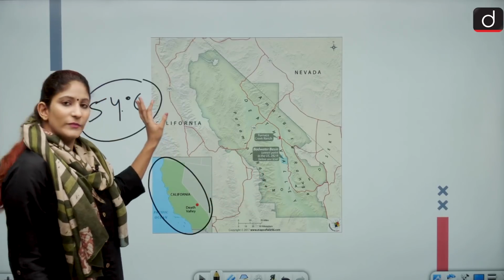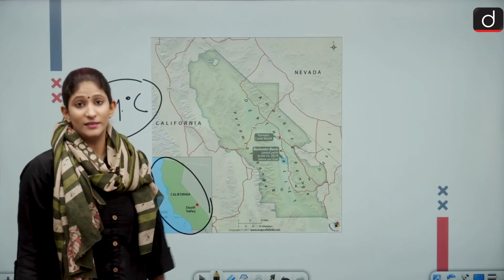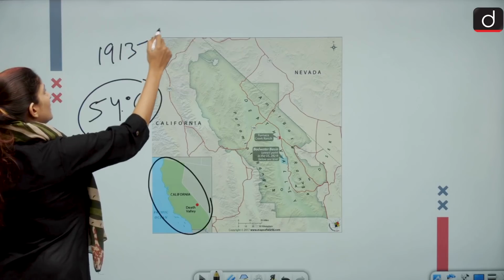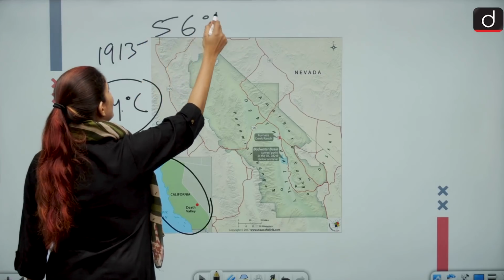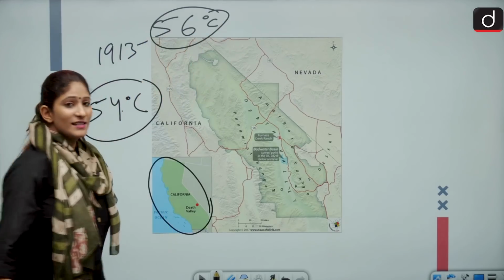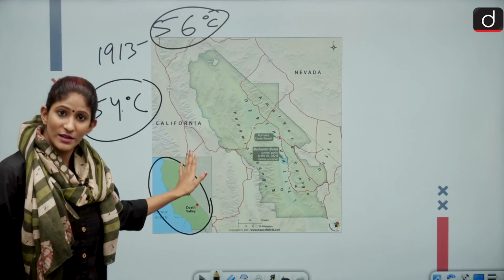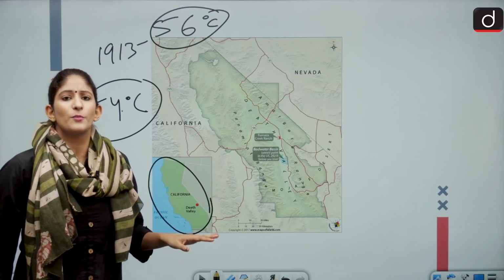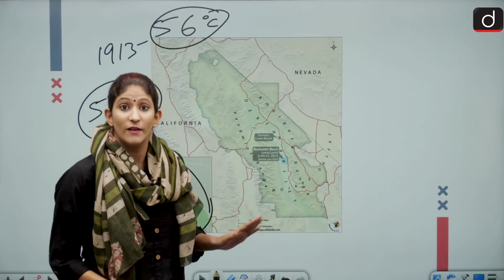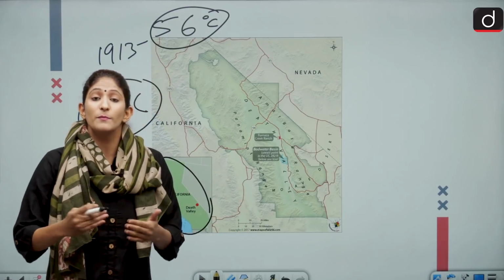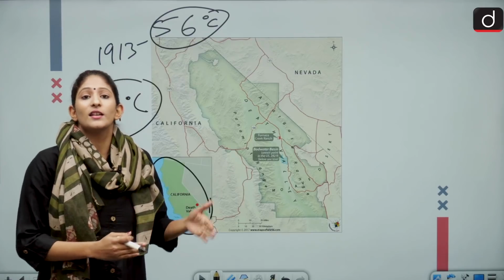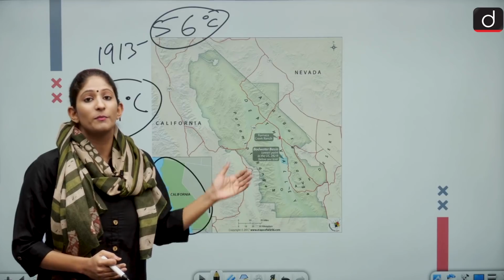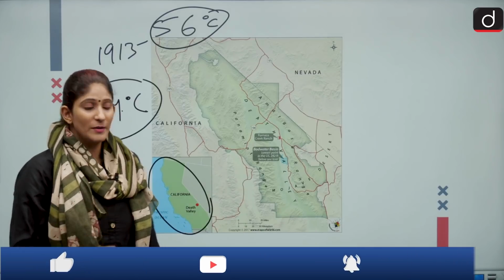Alright, and before that, in the year 1913, I'm going to write it down for you. In the year 1913, the temperature was recorded at a 56 degrees Celsius high. So, as you can see, in the past few years, the heat dome is not a problem for America in Death Valley, but it is causing the urban population, places such as British Columbia, places such as Oregon and Washington, to bear the brunt of it because of climate change.